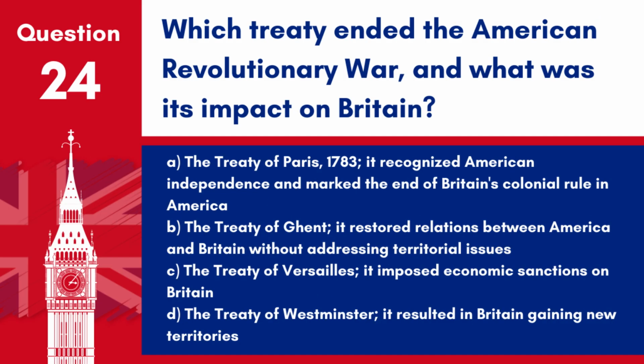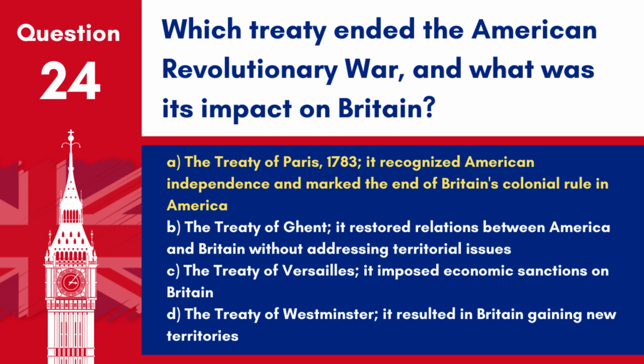Question 24. Which treaty ended the American Revolutionary War, and what was its impact on Britain? A. The Treaty of Paris, 1783. It recognized American independence and marked the end of Britain's colonial rule in America. B. The Treaty of Ghent. It restored relations between America and Britain without addressing territorial issues. C. The Treaty of Versailles. It imposed economic sanctions on Britain. D. The Treaty of Westminster. It resulted in Britain gaining new territories.